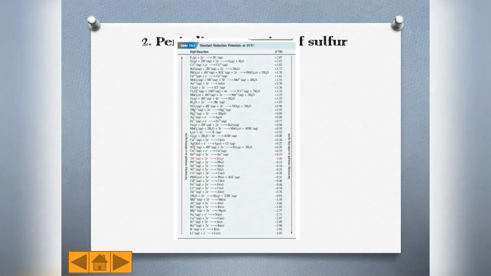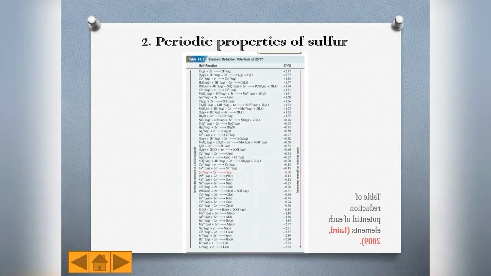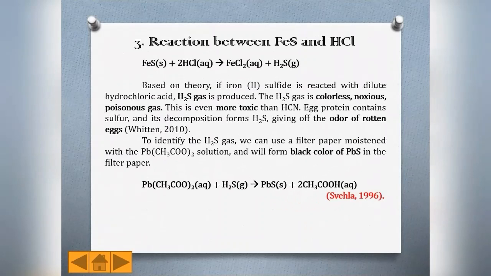From this table, it lists standard reduction potentials for a number of half-cell reactions. The standard reduction potential is at 25 degrees Celsius temperature and 1 bar pressure. The more positive the standard reduction potential is, the greater the tendency for the substance to be reduced. Those are all the periodic properties of sulfur. So now, let's continue to the next content.